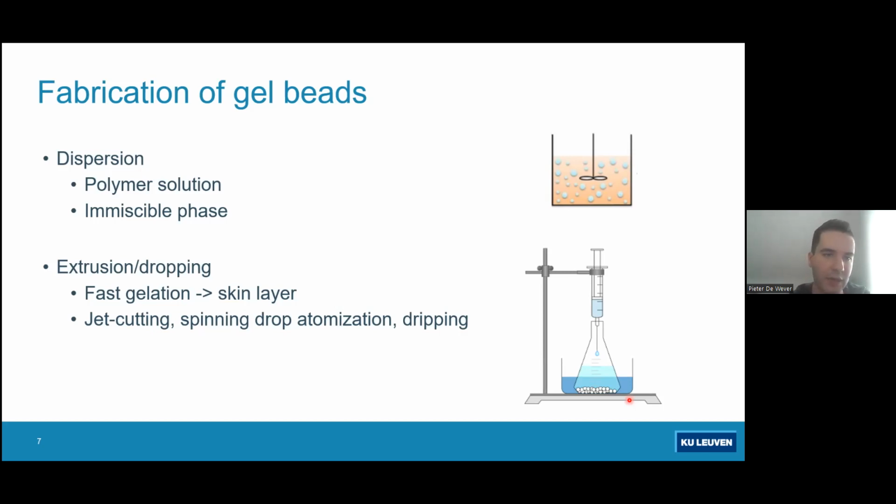Now, different fabrication techniques can be adapted, like jet cutting, spinning drop atomization, or dripping, which will influence the particle size, diameter, and the shape.